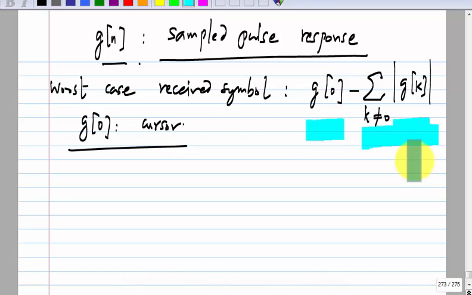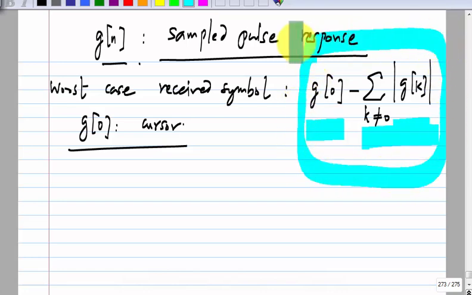Essentially, you have to take some extra steps before you can recover the data, you have to compute this. If this absolute sum, the ISI, is very large, that means maybe your g of 0 is 1 volt and the rest of it is bringing it down to, let us say, 50 millivolts. Then you probably have to do something before you start recovering the bits. We will continue the discussion from here, but please think about these things.